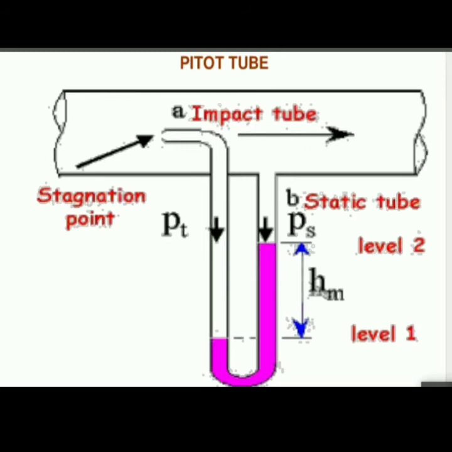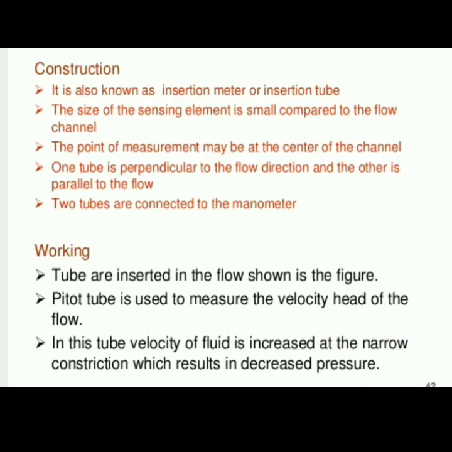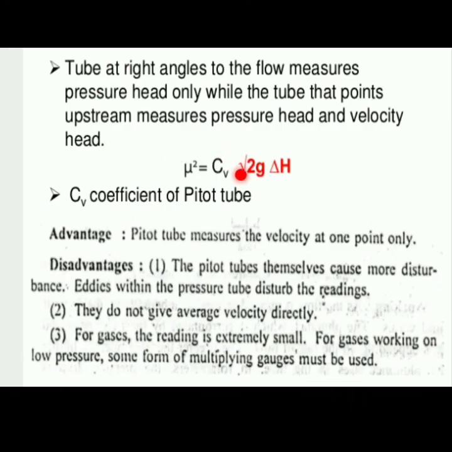The tube at right angles to the flow measures pressure head only. Then the tube that points upstream measures pressure head and also velocity head. So the difference in the above readings indicates the velocity head. Therefore a reading R of the manometer measures the velocity head. Then it gives one equation, U squared. This equation is as seen in Bernoulli's equation.